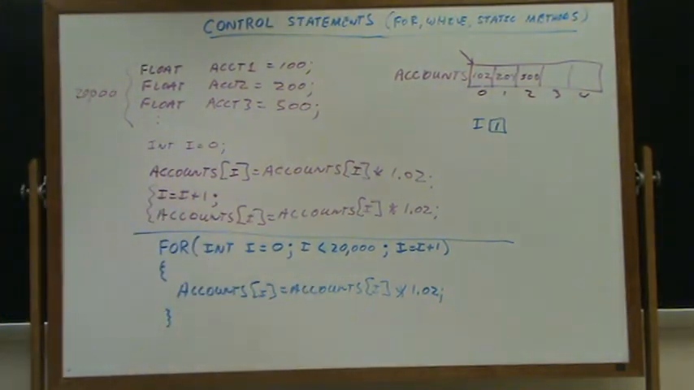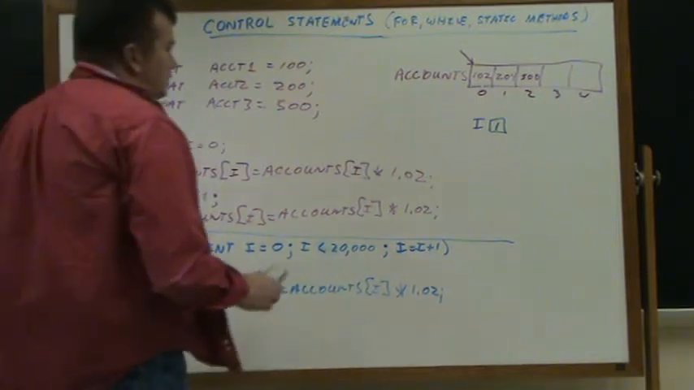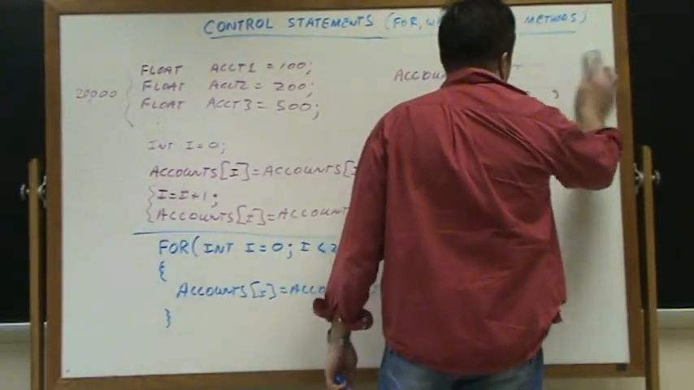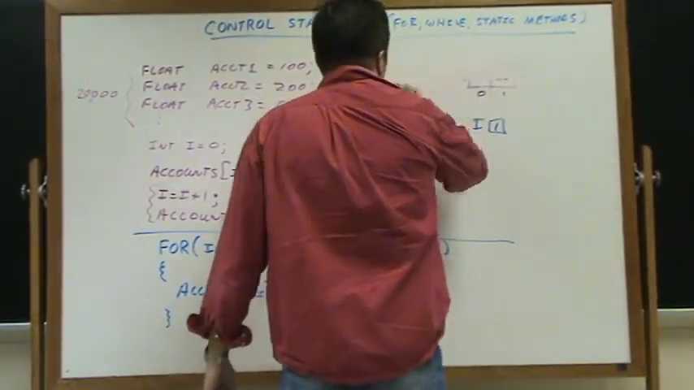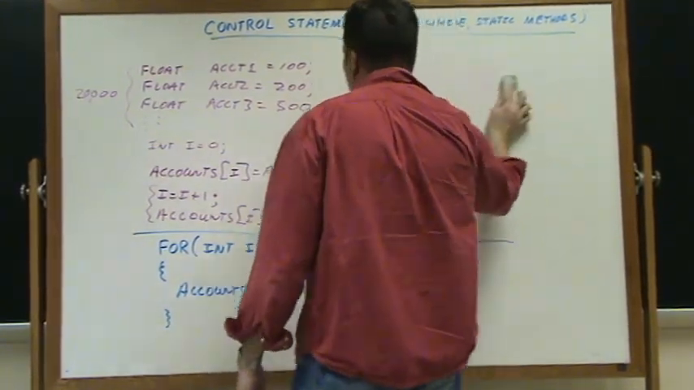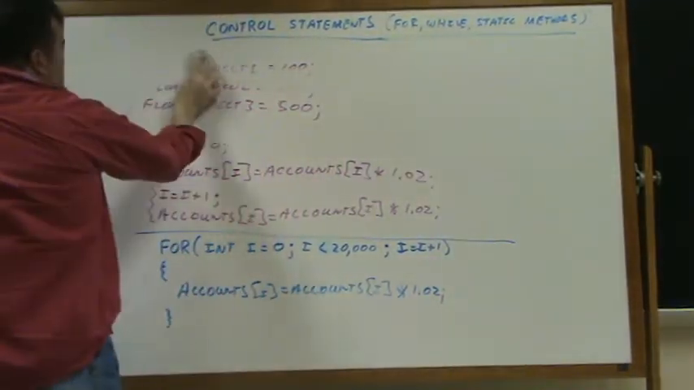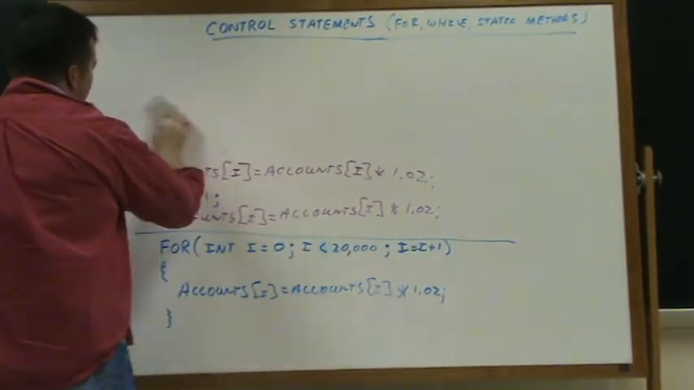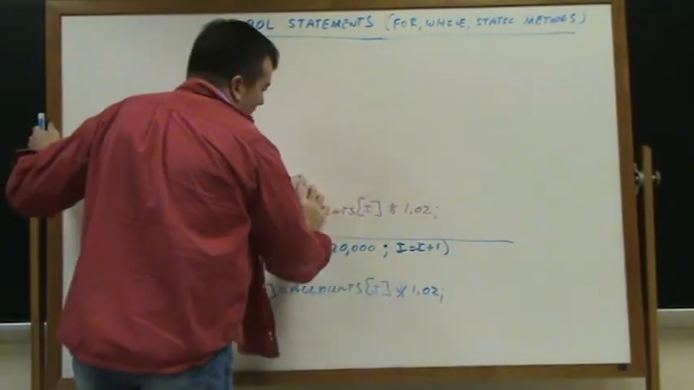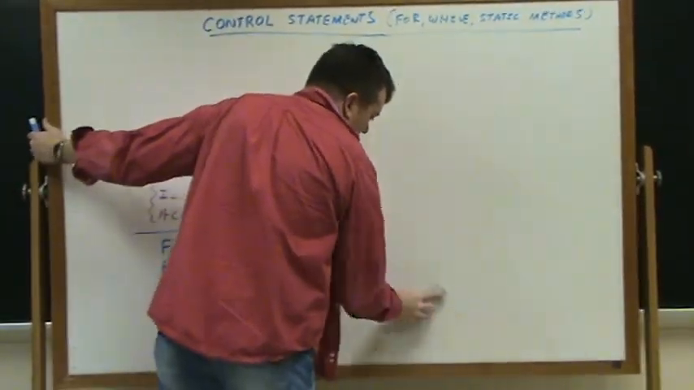Then the idea came along: what if sometimes you don't know when you're going to stop? Suppose you want something to keep happening over and over, but you don't know when it's going to stop. Then we wouldn't be able to write a for statement and put in the stopping condition.